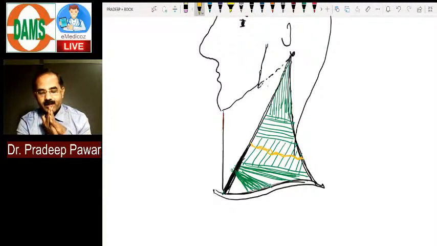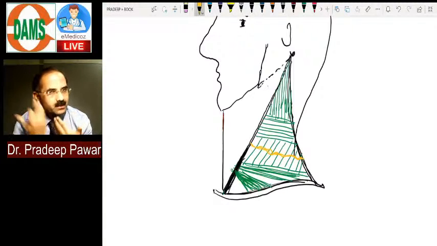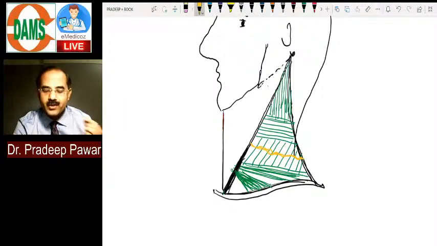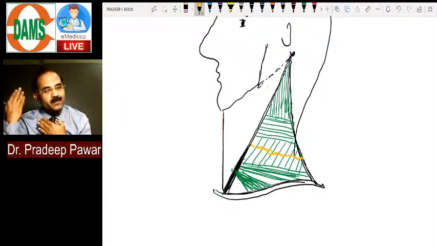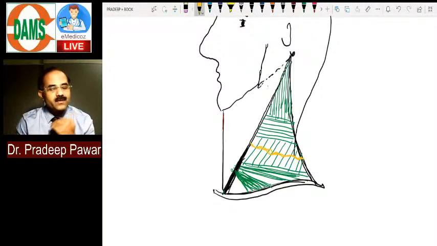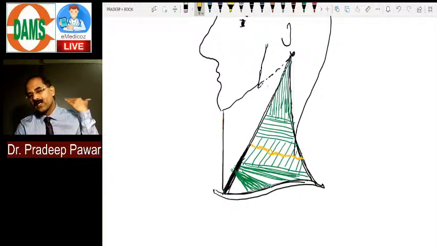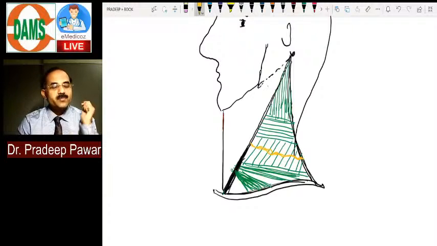I'll tell you like this. This nerve first supplies the sternocleidomastoid, then comes into the posterior triangle of the neck. Now it lies on which muscle? Levator scapulae. And what is it going to supply? The trapezius. Very good. And this is the spinal accessory nerve.